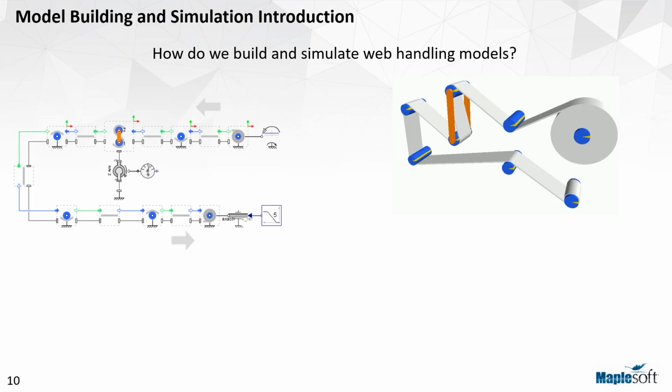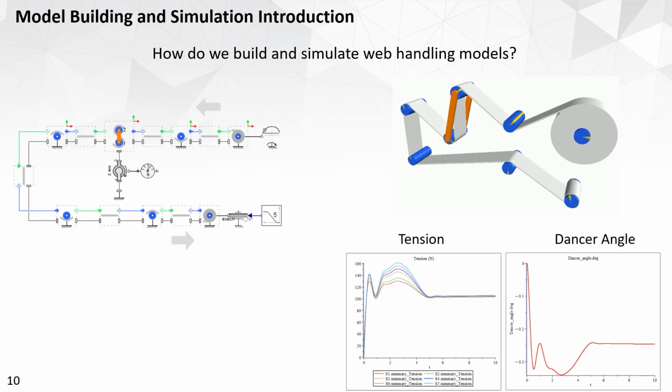Now, from here, we're able to obtain plotted results when we simulate it after we have all of the necessary components put in, and we can obtain not only a 3D visualization, but also the plots of variables that we're interested in. So this is a plot of all the span tensions. That's every span in this little system. You can see the tension output as well. You can see the dancer angle over time plotted there too.